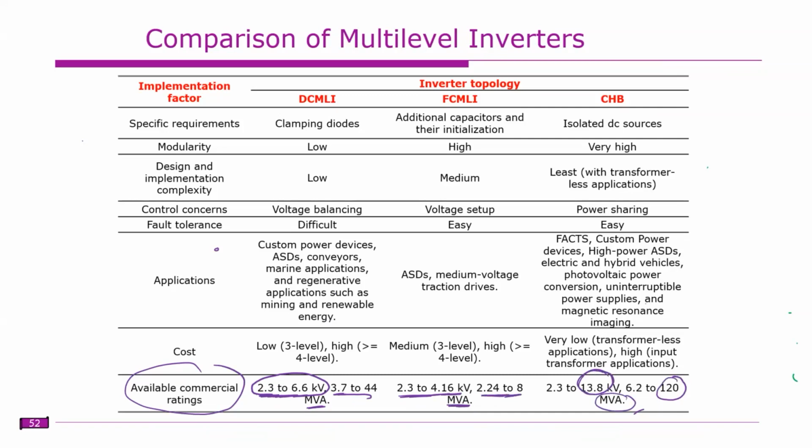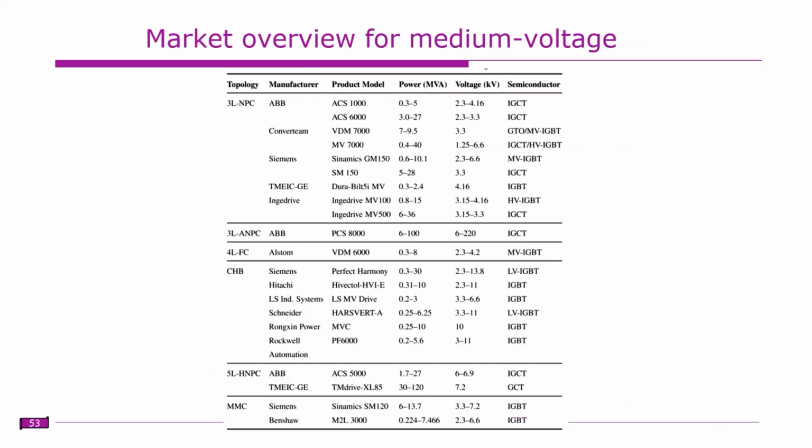So this is about the comparison of these different multilevel inverter topologies. Usually for low power or low voltage applications, we normally prefer the diode clamp multilevel inverters. For high power or high voltage applications, the CHB is preferred. Okay, so next we have the market overview of different manufacturers.